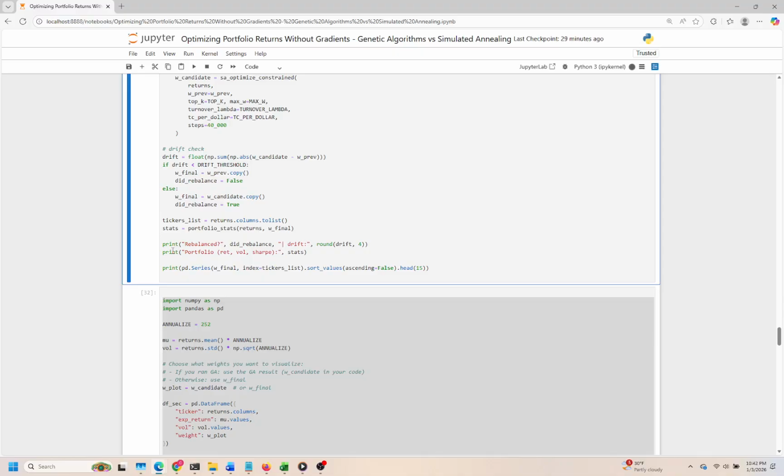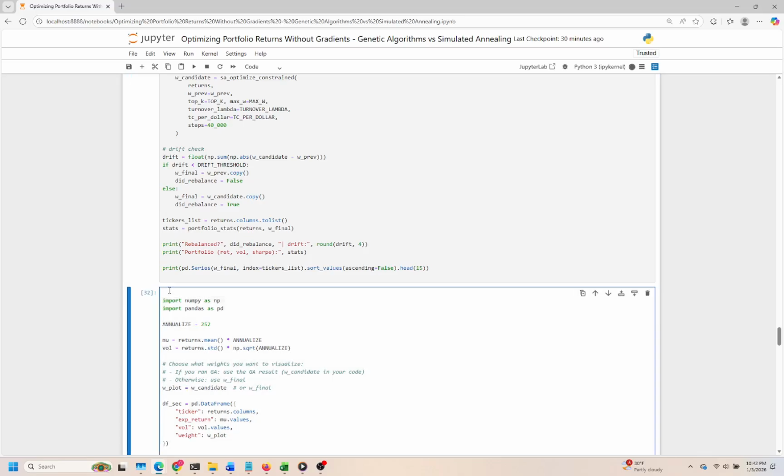To start, we calculate the mean and standard deviation of the asset returns, annualizing these metrics based on the typical number of trading days in a year, which is 252. By multiplying the mean returns by this annualization factor, we derive the expected returns for each asset. Similarly, we annualize the volatility, which is crucial for understanding the risk involved in each investment.